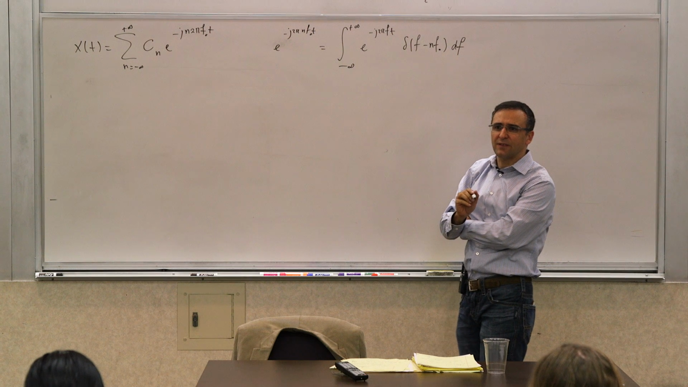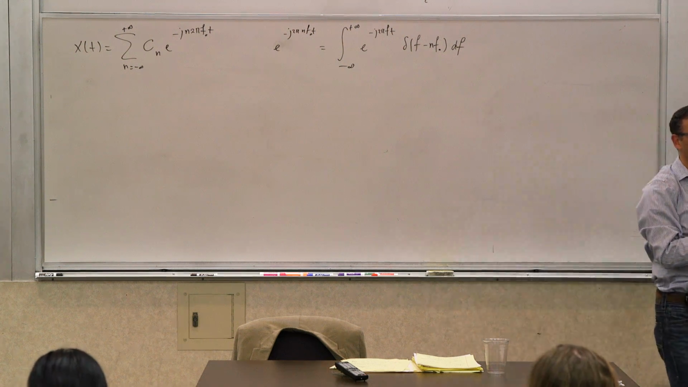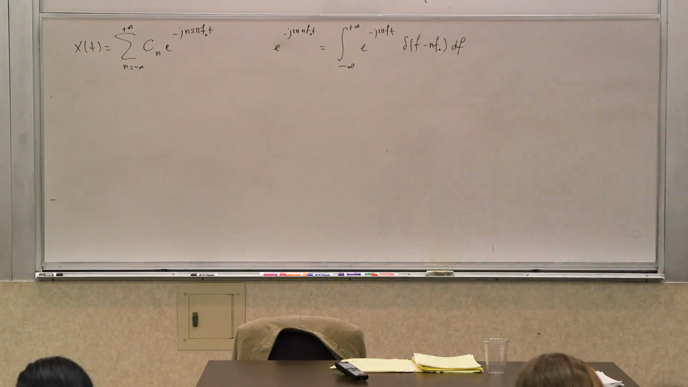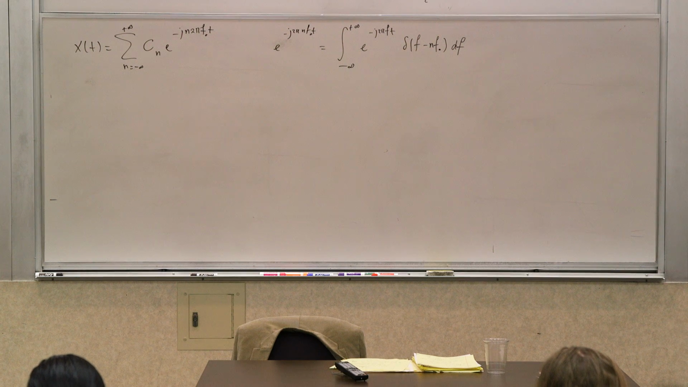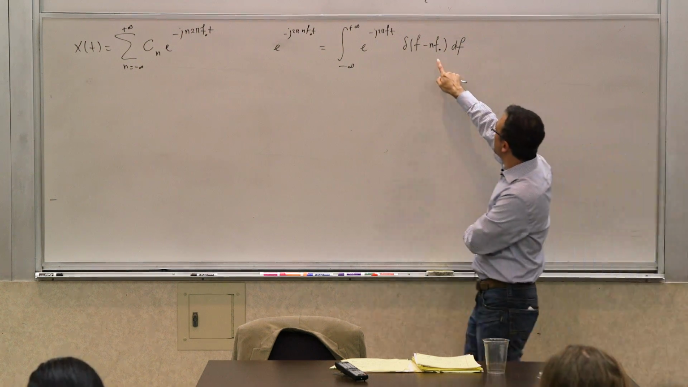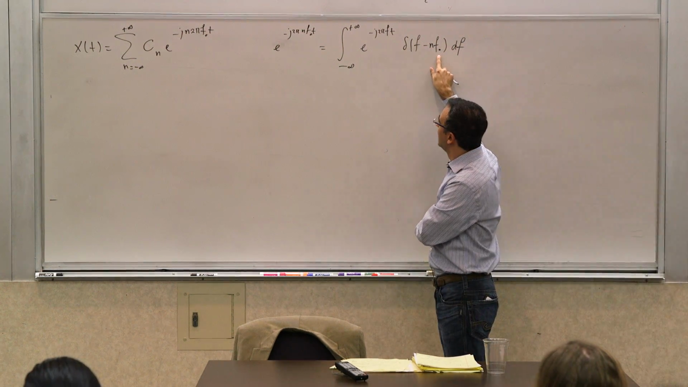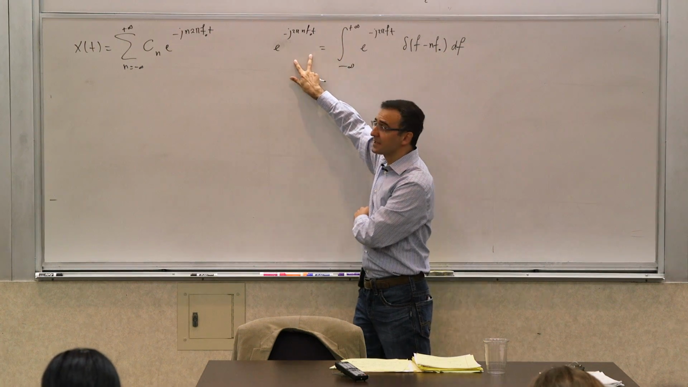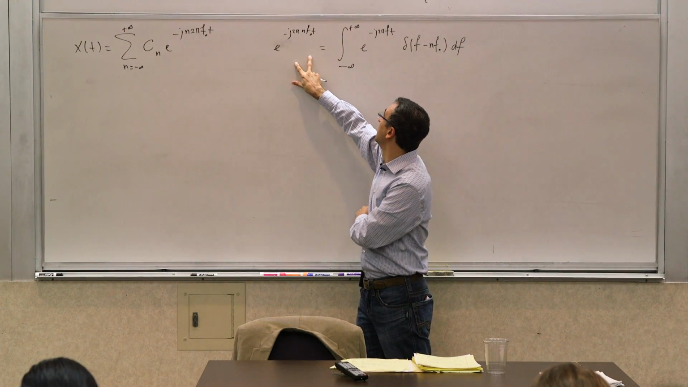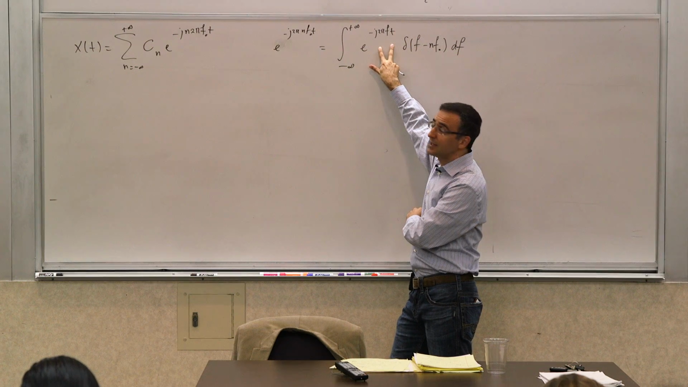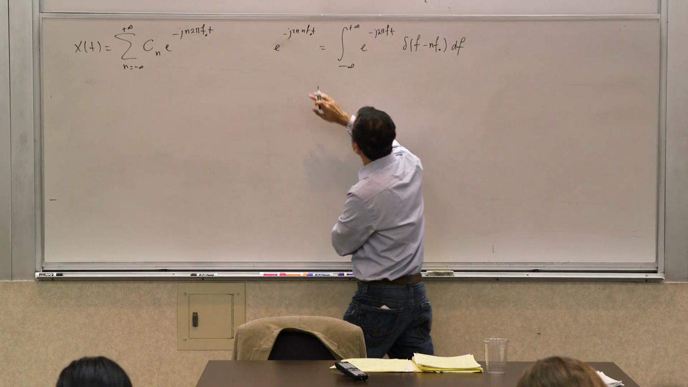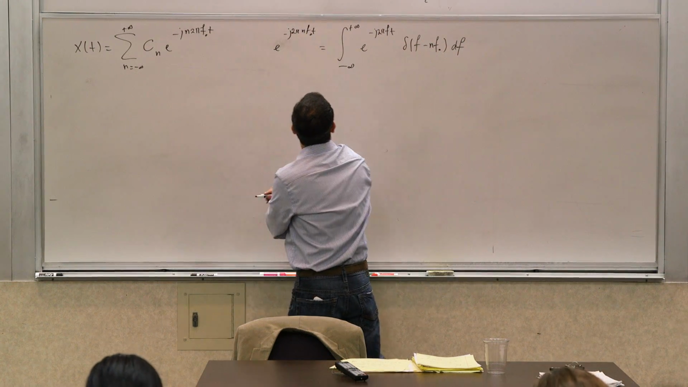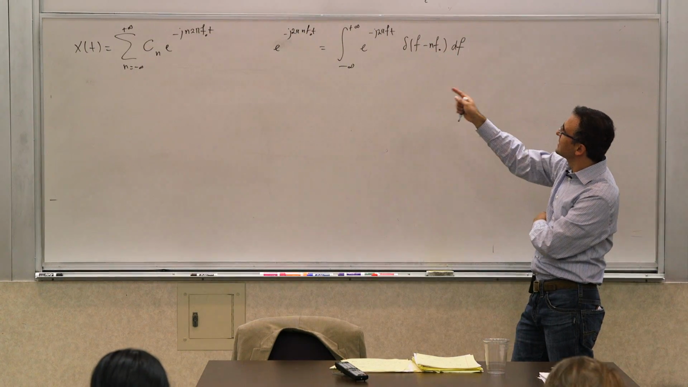Do you remember the sifting property of the Dirac delta? It just pulled the value of that function at the point where its argument became 0. So its argument becomes 0 when f is equal to n f naught. So it pulls the value of this function at that point. This one doesn't have an n in it, and f is a continuous function, right? So that's basically the way. So I will use this and plug it into that sum.